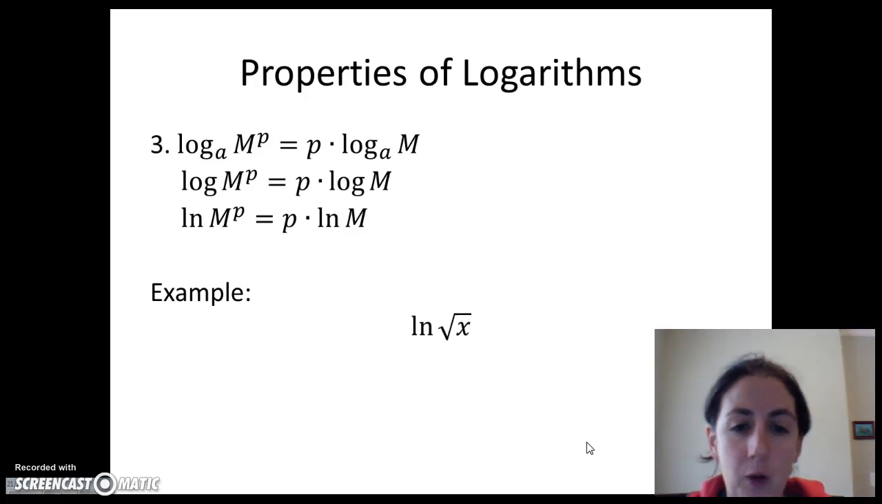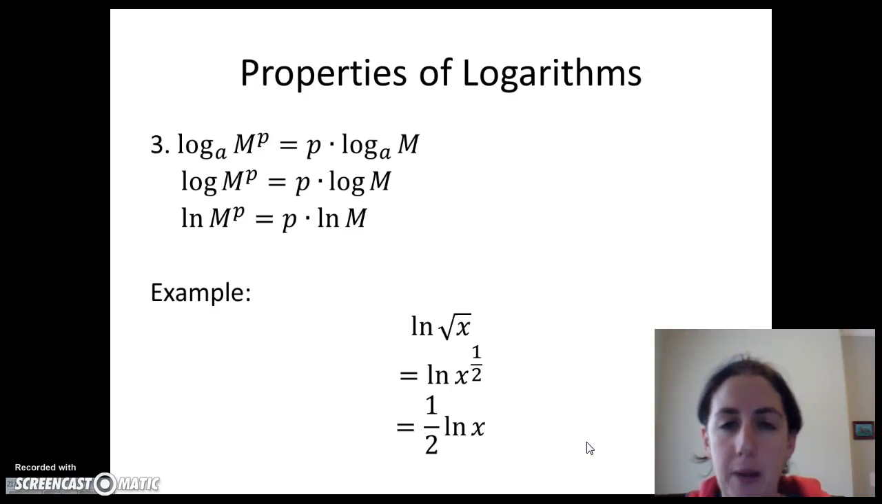So for example, if we had the natural log of the square root of x, as you can see here, nothing's being raised to a power, so this property doesn't appear to apply. But we don't have any properties for radicals, so we turn radicals into rational exponents. That's the natural log of x to the 1/2. Now, what you're taking the logarithm of is being raised to a power. You can bring that power out front and make it a coefficient.